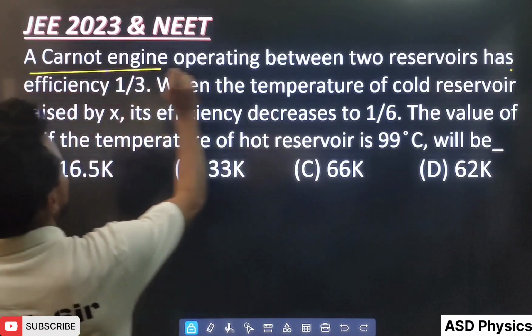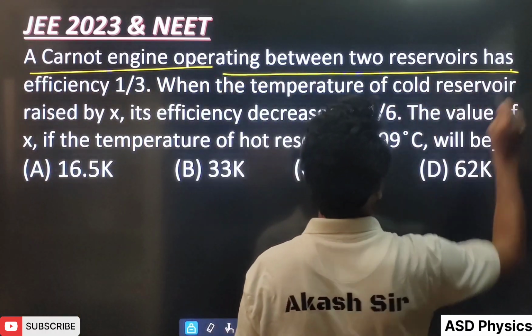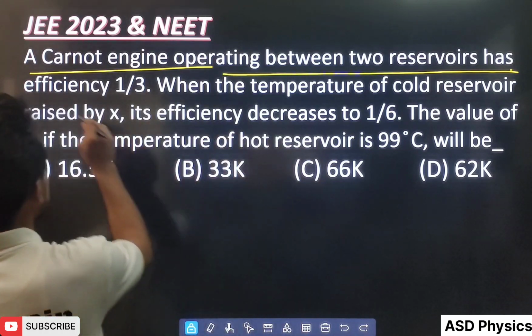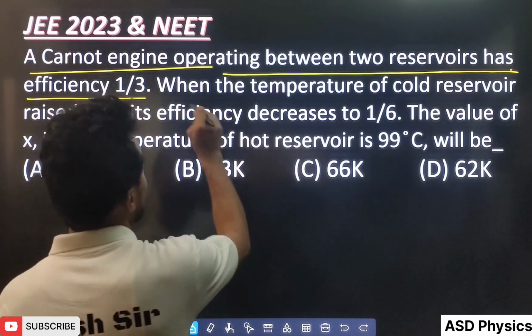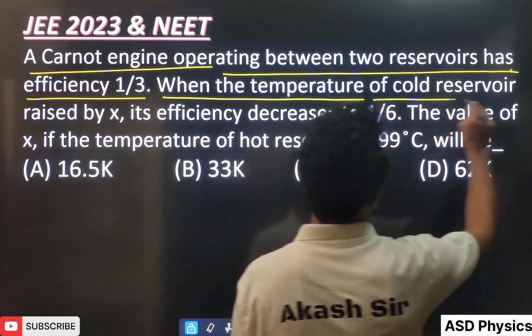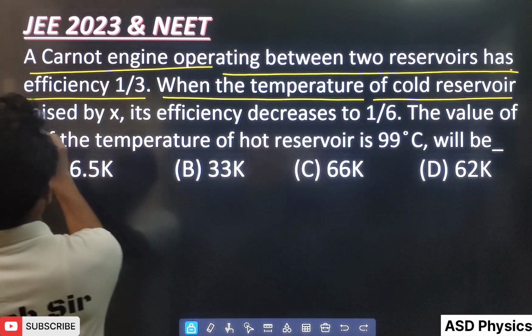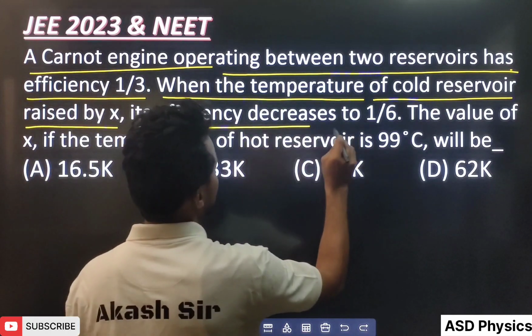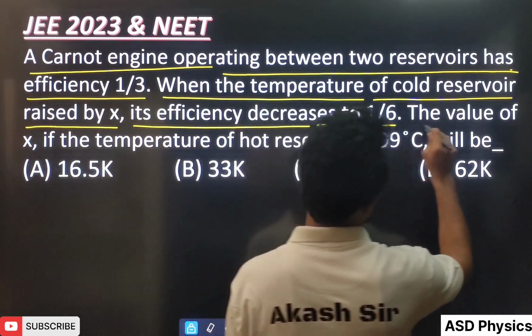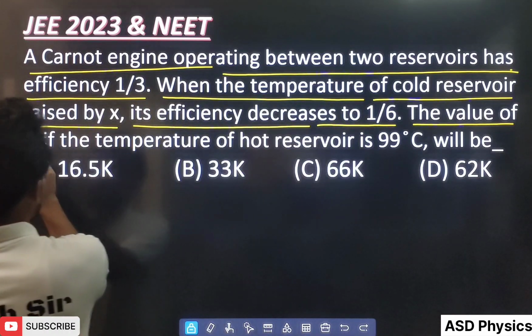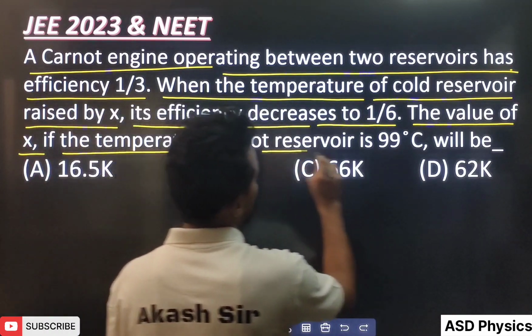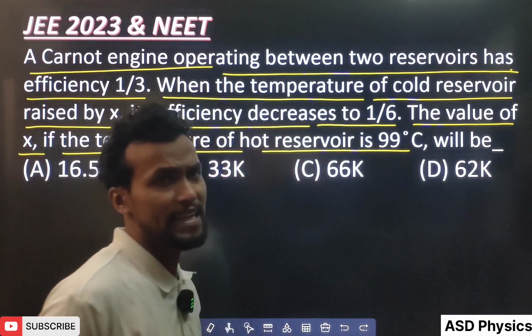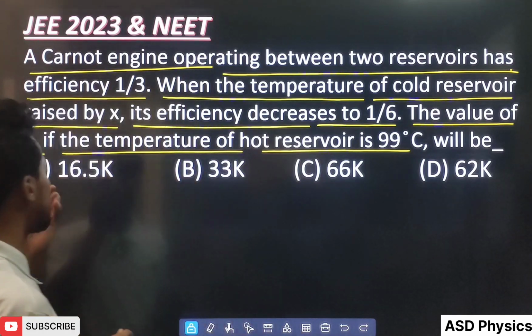So the question is: a Carnot engine operating between two reservoirs has efficiency 1/3. When the temperature of the cold reservoir is raised by x, its efficiency decreases to 1/6. The value of x, if the temperature of the hot reservoir is 99 degrees Celsius, is how much? So we have to get the value of x.